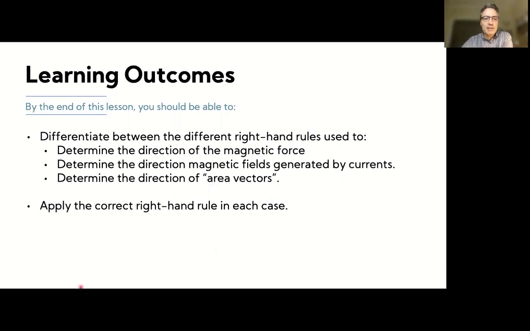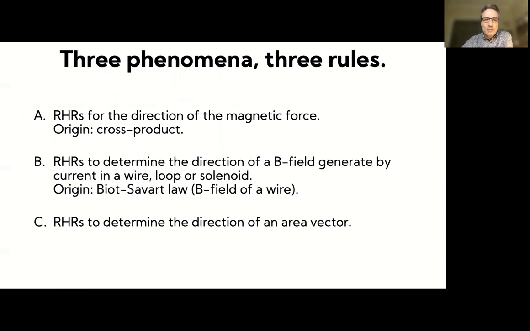There's essentially three different types of right-hand rules to use: to determine the direction of the magnetic force, to determine the direction of magnetic fields generated by currents, and to determine the direction of what we call area vectors. So I hope that you're able to apply the correct right-hand rule in each case. And so again, to stress this, there are a number of different right-hand rules that we use throughout this unit, but they all come down to three fundamentally different phenomena that we describe.